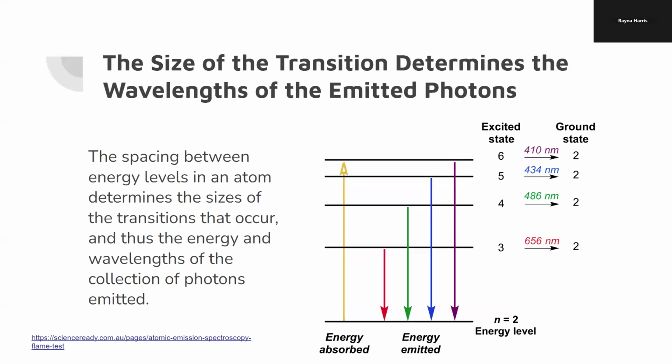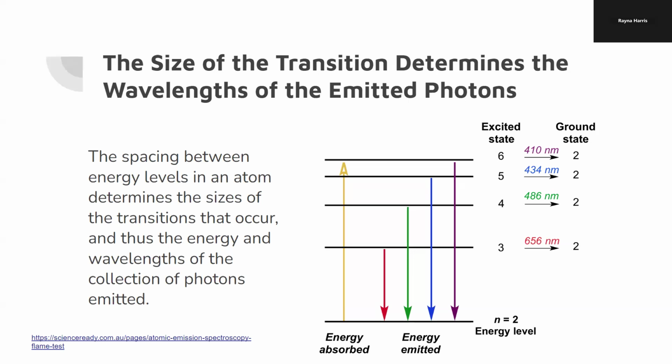Okay, so this is where we were. There are lots of rings. We talked about there being multiple energy states. If one electron goes from the first ring out to the third ring, that requires more energy to make this transition, and more energy is released when it goes back down. This image shows how the spacing between energy levels in an atom determines the size of transition that can occur, and thus the energy of the wavelengths and photons emitted.